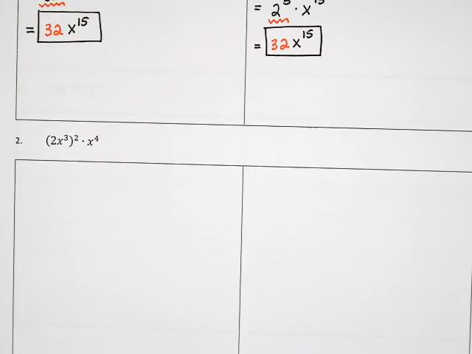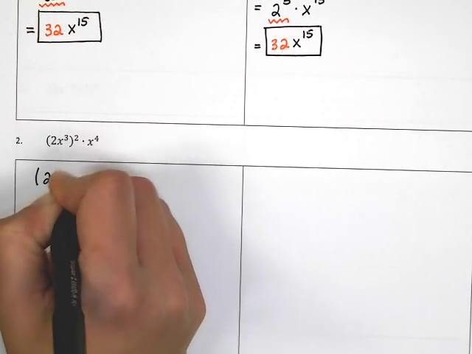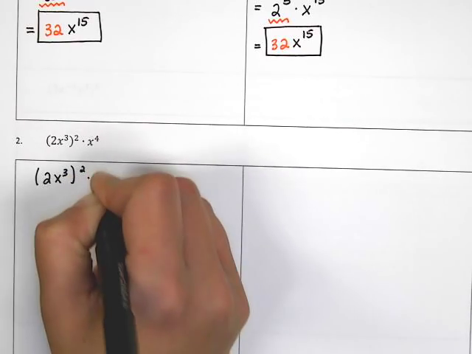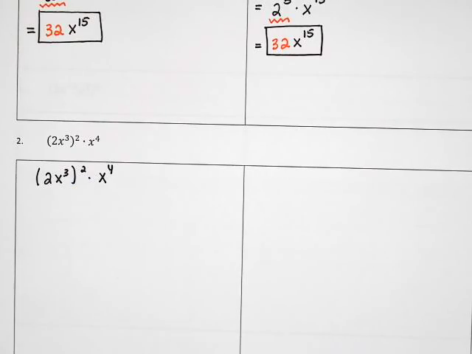Now let's take a look at problem 2. So if I'm going to simplify problem 2, I'm going to start by copying it down just to be able to show some work and show everybody what's happening. So the first thing I notice right away is that I have a power outside of the parentheses.